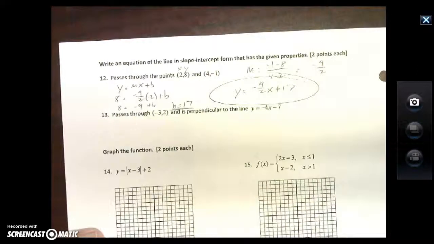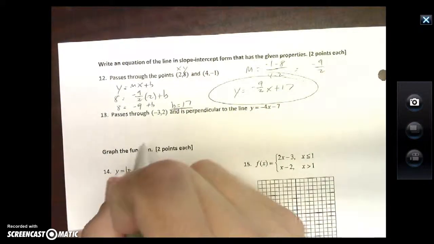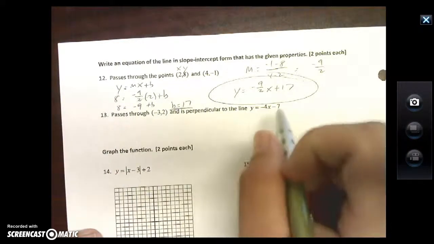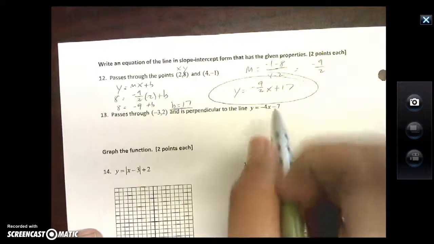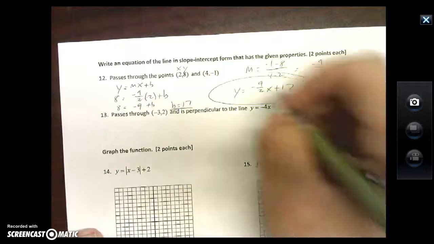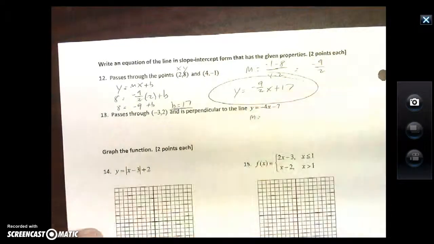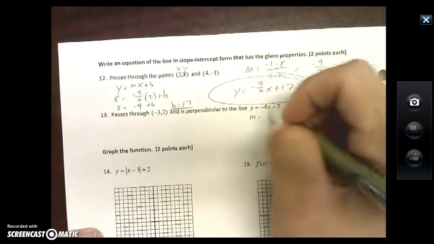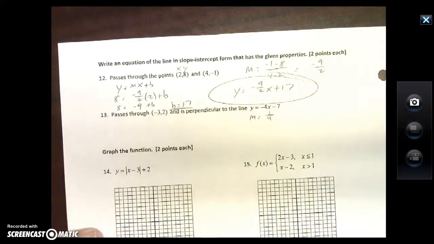Okay, awesome. Number 13, a little different than the last test. It's perpendicular to this line. Perpendicular is different than parallel, which means that instead of being the same slope, it's the opposite reciprocal. So the opposite reciprocal of negative 4 would be positive 1 over 4, 1/4.